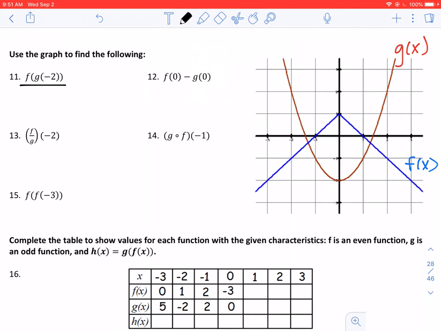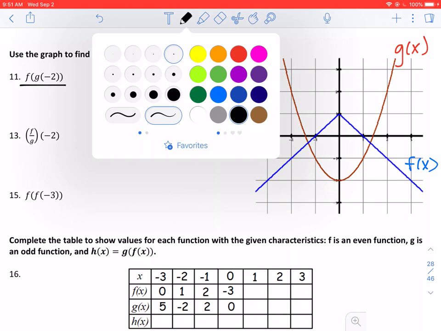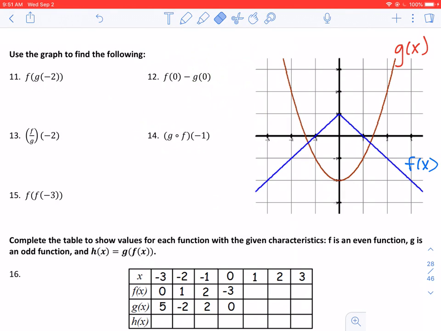So 11, what's f of g of negative 2? F of g of negative 2. Remember, just like earlier, we're going to work inside out. So if this is composition, that's f of, let's find what g of negative 2 is. G of negative 2. Well, if we had a function, we could just plug in a negative 2 in for x, but all we have is a picture. So we got to remember, how do you find g of negative 2?